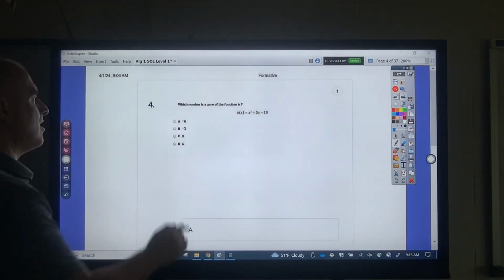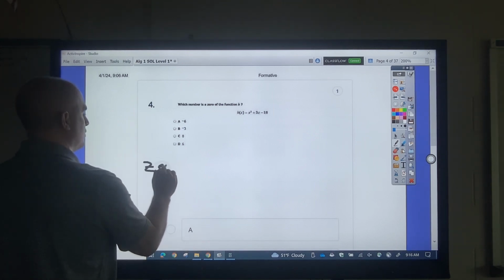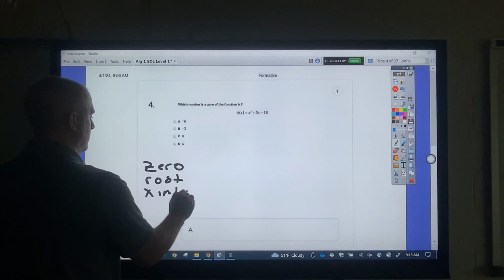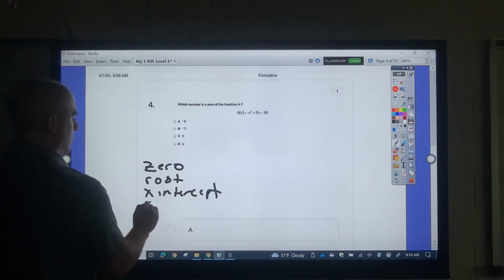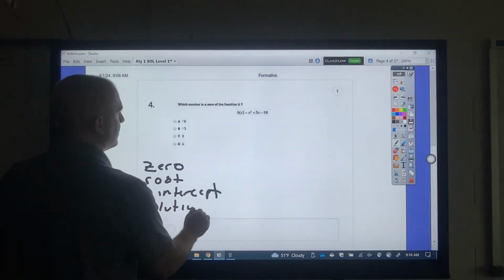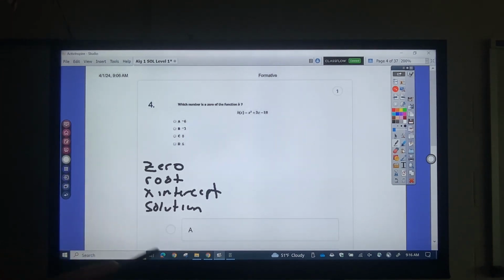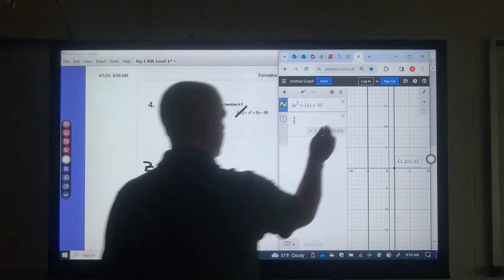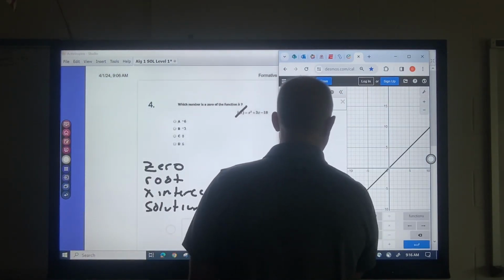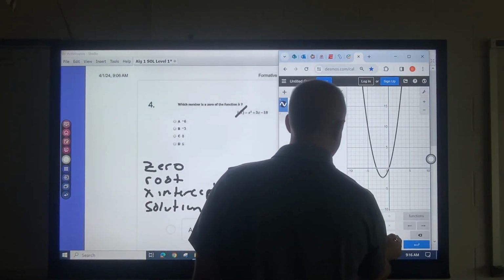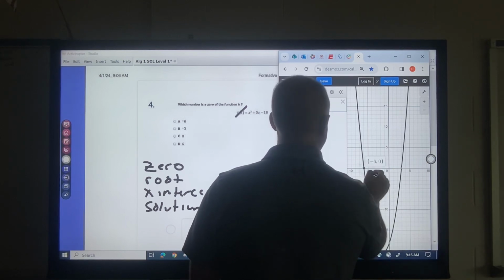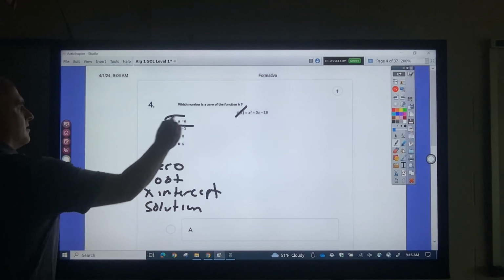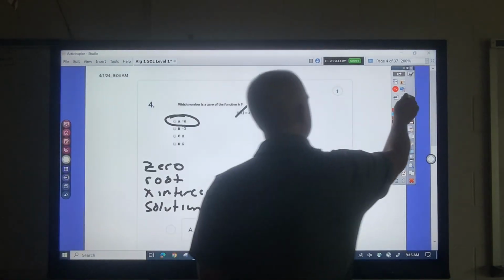Now, there are other words that mean solution: 0, root, x-intercept, solution. They all mean the same thing when you have one equation. So we have one equation. I don't need to type in that. I can just type in x squared plus 3x minus 18 and see where it crosses. Crosses at negative 6, crosses at 3. So that's going to be my best answer there.